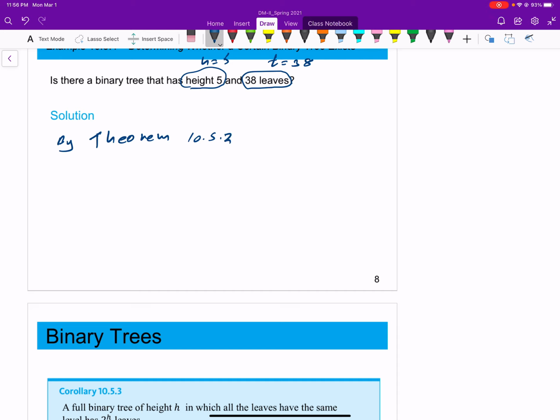any binary tree T with height 5 has at most 2 to the power 5.